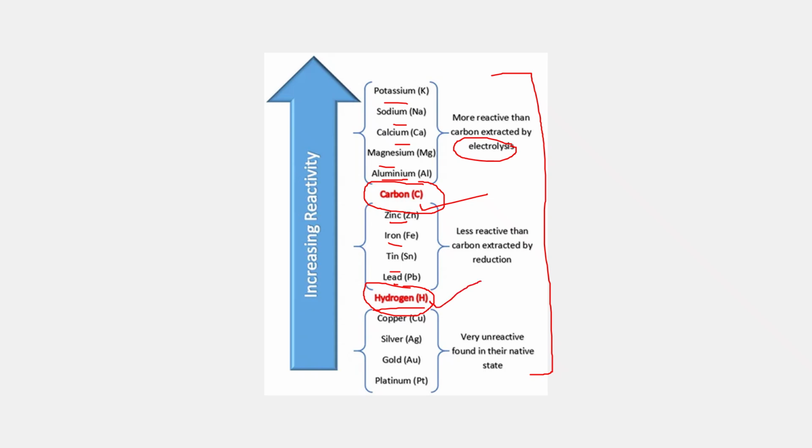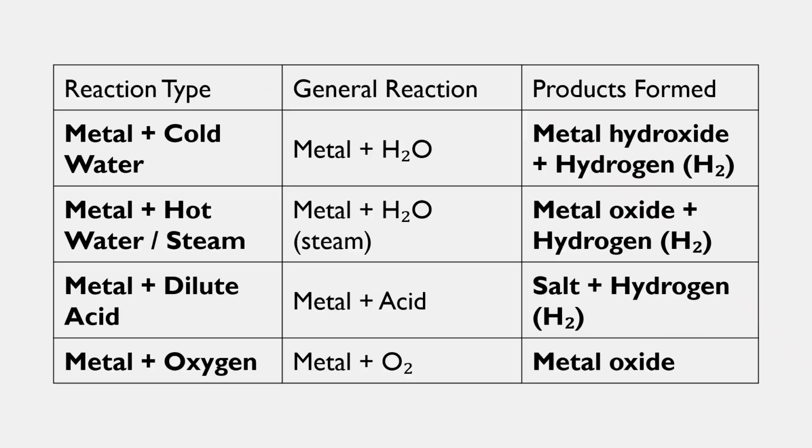Why do we place them here? We place them here as a checkpoint. Above the carbon, we use the method of electrolysis. Below the carbon, we use the method of carbon reduction. If any metal is above the hydrogen, it reacts with the acid. Any metal below the hydrogen doesn't react with the acid.